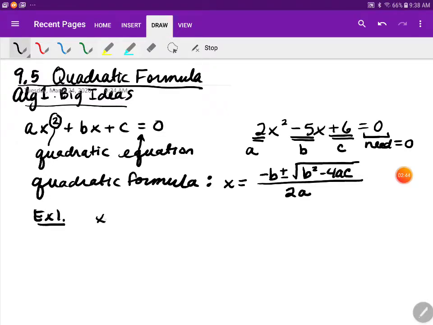Example 1, we have x squared minus 3x plus 1 equals 0. Now this one's very unique because it doesn't have a number in the front. This is supposed to be a, this is supposed to be b, this is supposed to be c, as long as first you have a 0 here. But a seems to be missing, so try to remember what's the coefficient of a letter if there is nothing there. And you'll remember that it's a 1. So a is also 1.